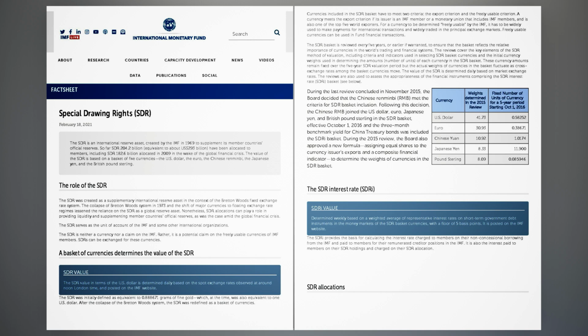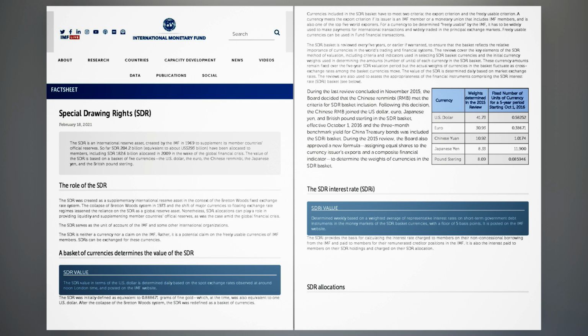SDR value. The SDR value in terms of the US dollar is determined daily based on the spot exchange rates observed at around noon London time, and posted on the IMF website. The SDR was initially defined as equivalent to 0.888671 grams of fine gold, which, at the time, was also equivalent to $1. After the collapse of the Bretton Woods system, the SDR was redefined as a basket of currencies.